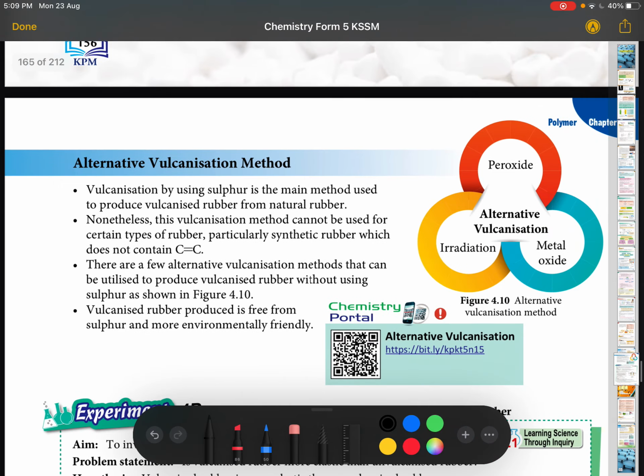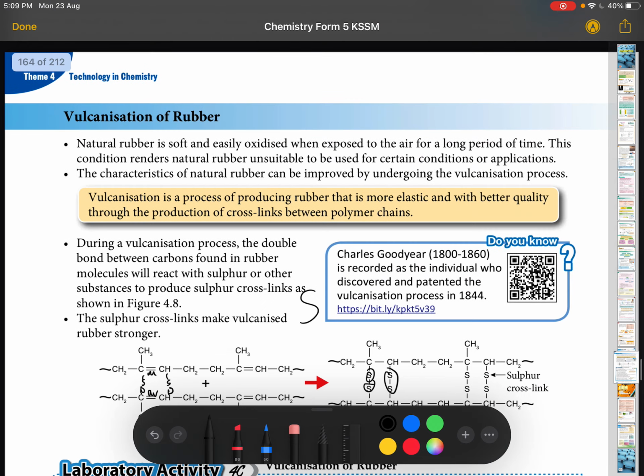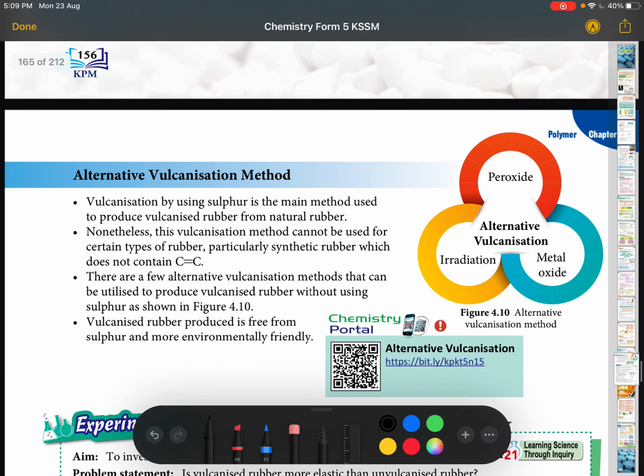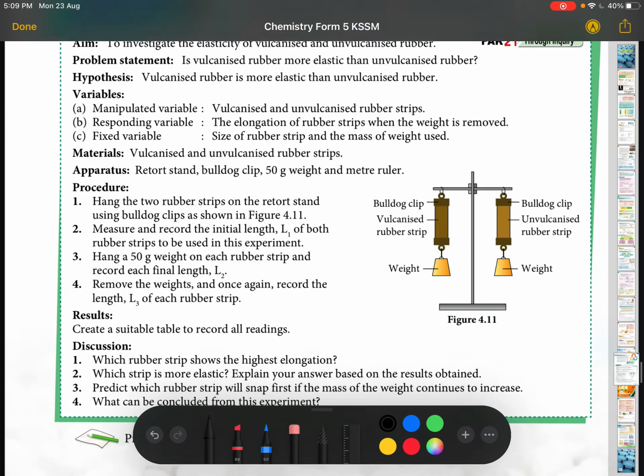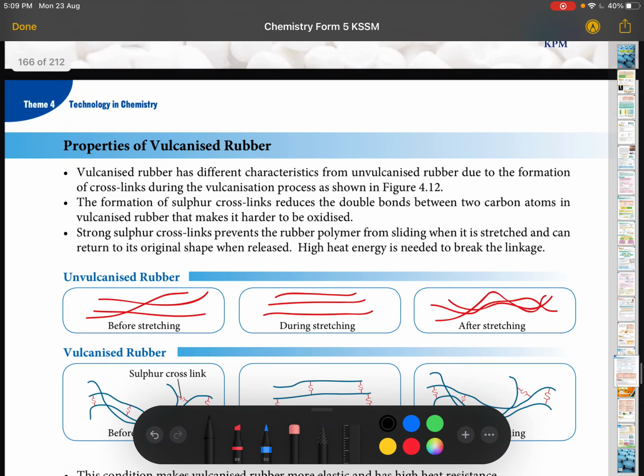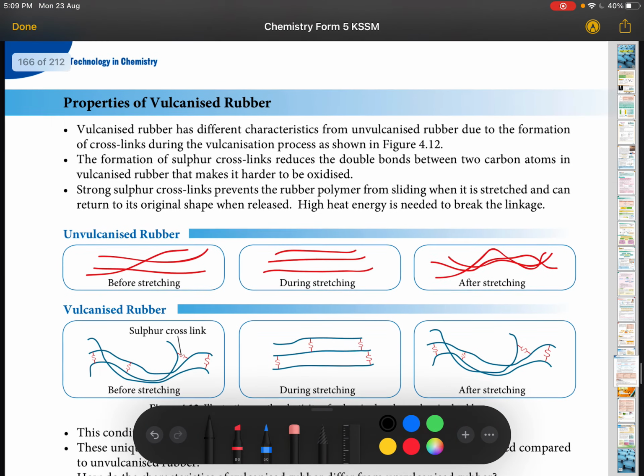It's very important. And then alternative methods. If you want to vulcanize rubber, I did mention that you need double bonds, but not all polymers, not all rubbers, like synthetic rubber, actually have double bonds. So you need to use alternate methods. Sulfur is quite pollutive, so these are actually better, depending on the situation. It's just something that I want to point out. So these are the properties of vulcanized rubber.